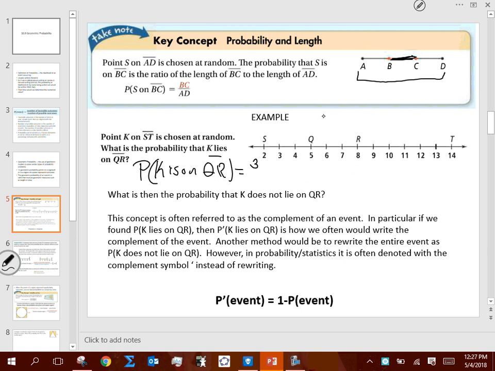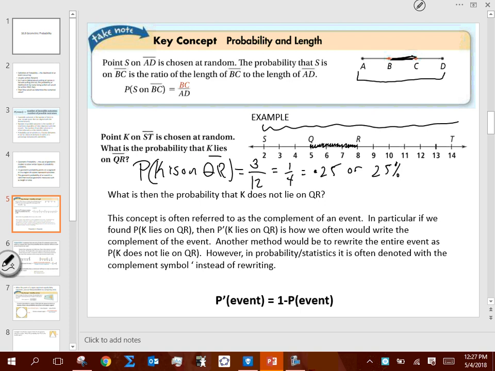Then I want to talk about the distance that it could have come from. So I closed my eyes and picked a point, and I wanted to see if it was on QR, but I could have picked any one of these points, right? So what is that distance? 12. So what's 3 out of 12? 1/4, which turns into 0.25 or 25%, right? So that would be the probability that our point lies on QR.